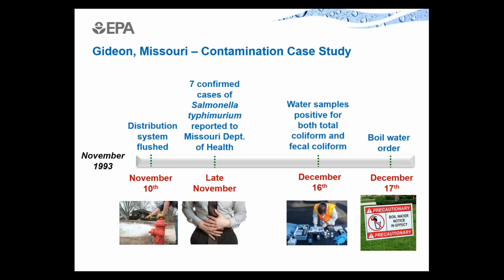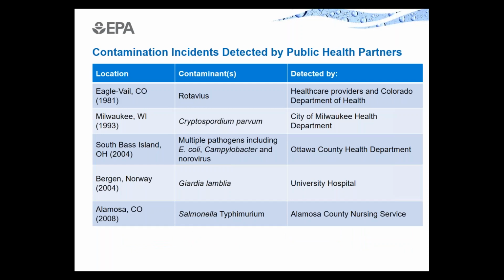Unfortunately, in this case, there was a pretty big gap between the initial cases detected and the additional evidence necessary to tie this incident to contaminated drinking water. But we do have the tools to narrow that time frame substantially and thus do a better job of protecting public health. And in addition to this incident in Gideon, there have been many other disease outbreaks that were first detected through public health indicators, as shown in this table.